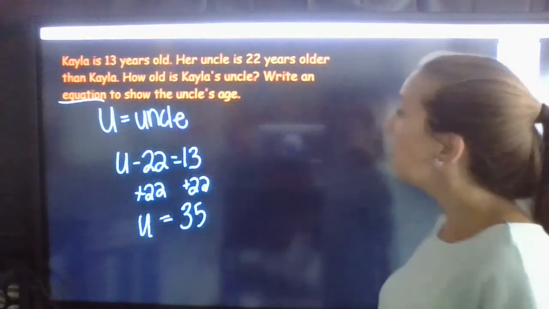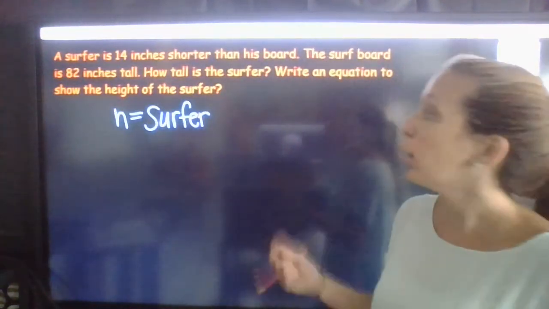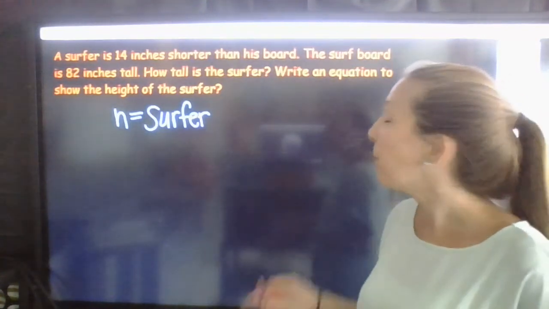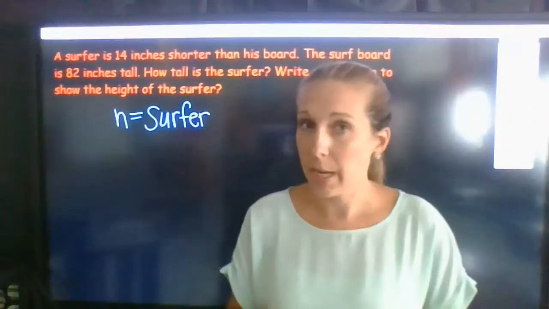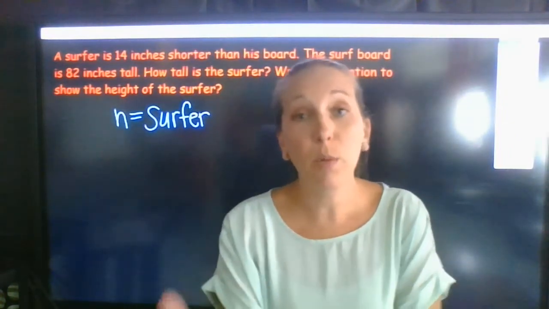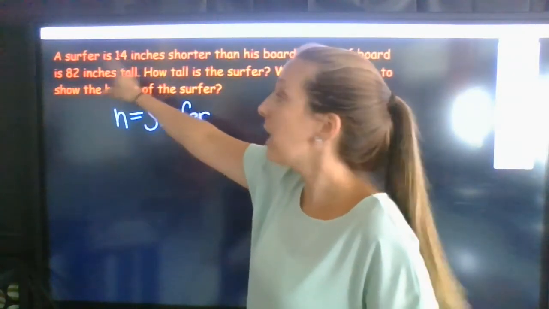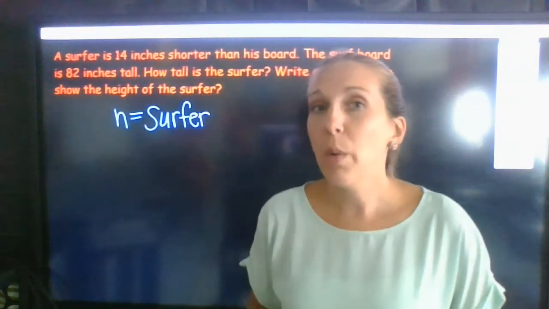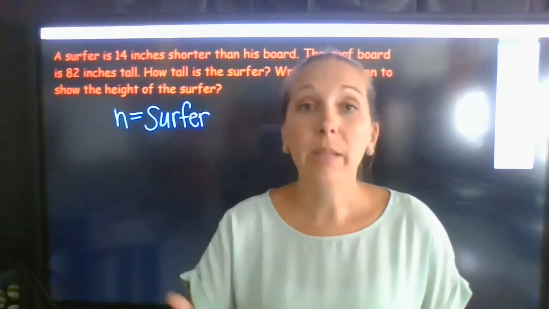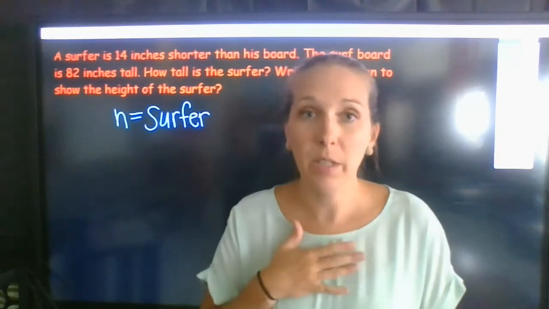All right, so then let's talk about a surfer who is 14 inches shorter than his board. The surfboard is 82 inches tall. How tall is the surfer? So let's take a second and talk about that. We don't know how tall the surfer is, but we do know that 14 inches more than his height is going to be 82. So what we could do is say, if the board is 82 inches, we can subtract 14 inches to figure out how tall the surfer is. That's what I would have done in fifth grade.